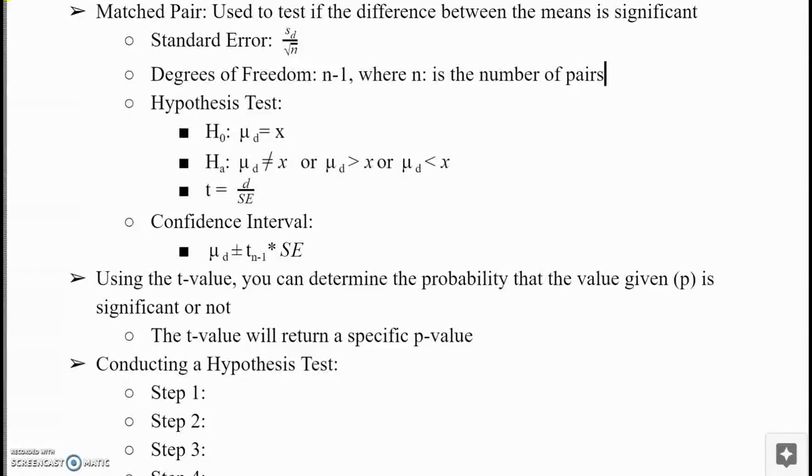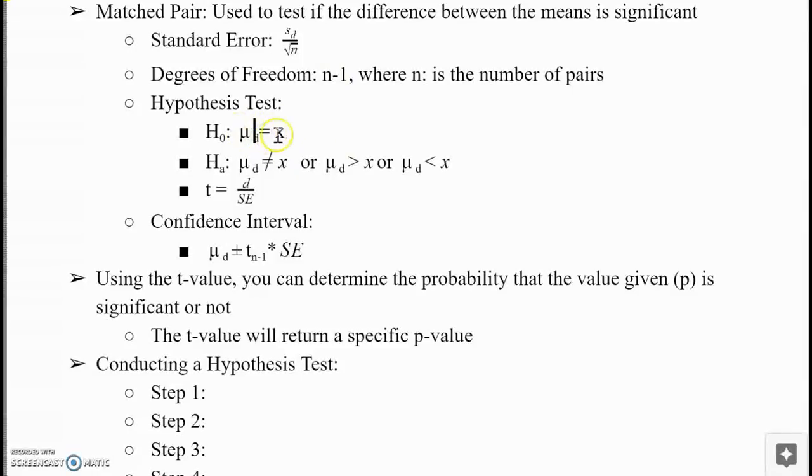Now for the previous testings, we have said that n is the number of trials or number of values. This time it's n where it is the number of matched pairs. So if you had, for example, 16 values and 8 pairs, your degrees of freedom would be 8 minus 1, not 16 minus 1. For a hypothesis test, you would have mu d.